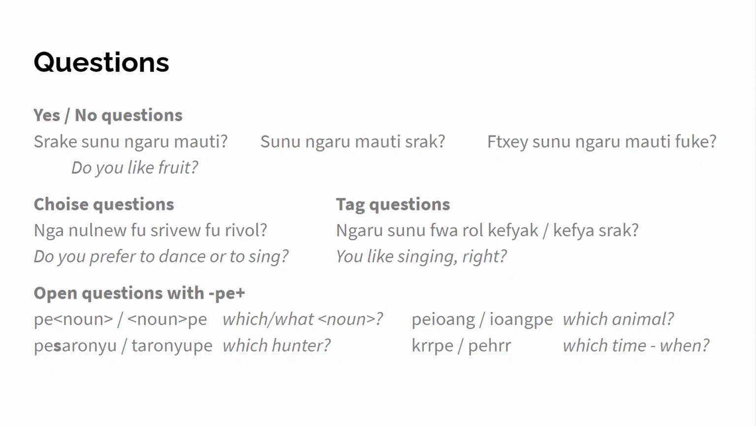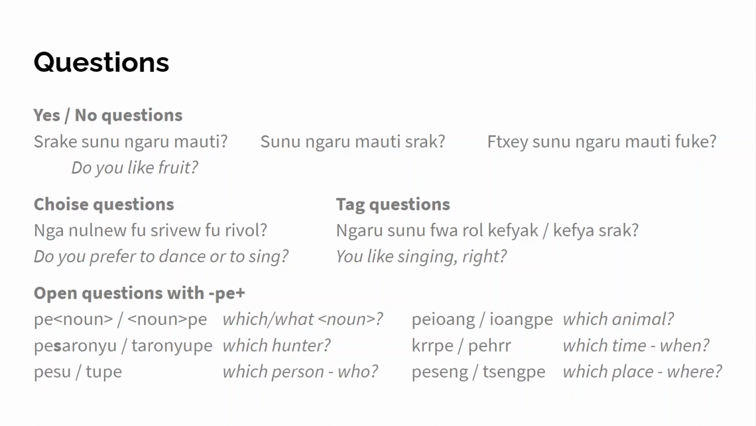And actually all the common question words are also built with pe. So grpe or pr means literally which time, when. Pesu or tupe, which person, who. Peseng or tsengpe, which place, where. Pefia or fiape, coming from pefiao or fiaope, which way, so how. And pelun or lumpe, from lun, the reason, would be which reason, why.